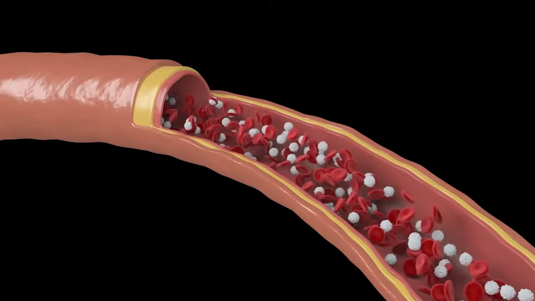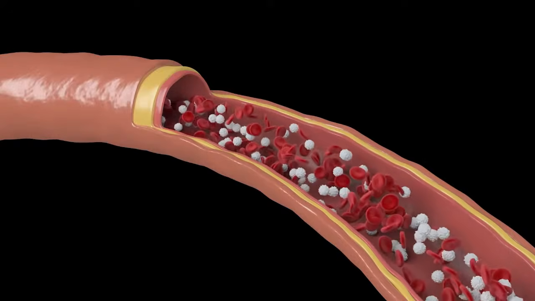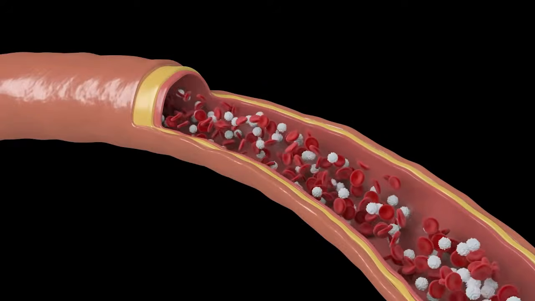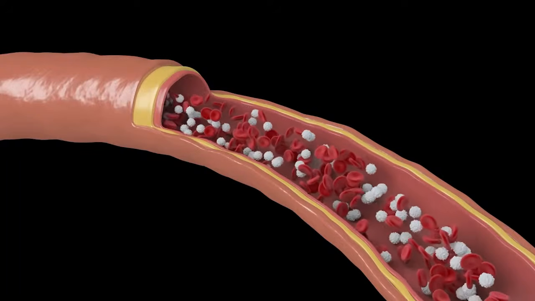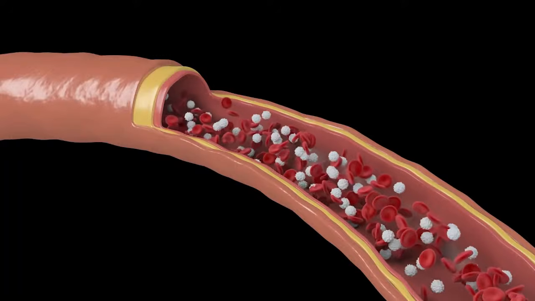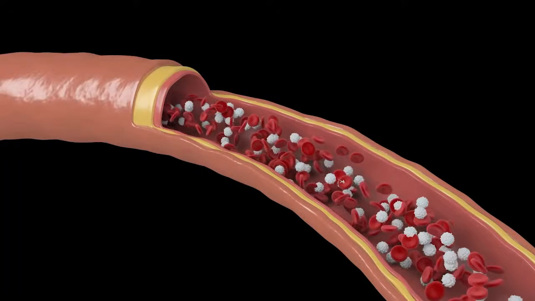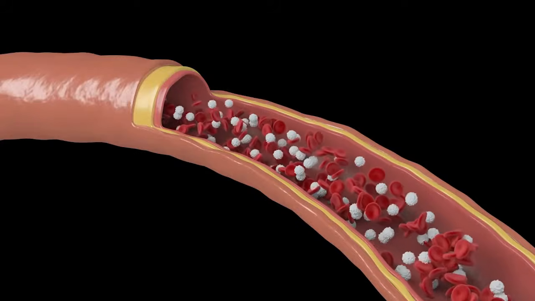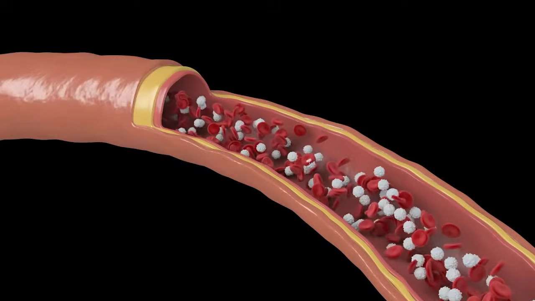White blood cells, or leukocytes, are responsible for defending the body against infection and disease. There are several different types of white blood cells, including neutrophils, monocytes, lymphocytes, and eosinophils. White blood cells are produced in the bone marrow and have a lifespan of several days to a few months.